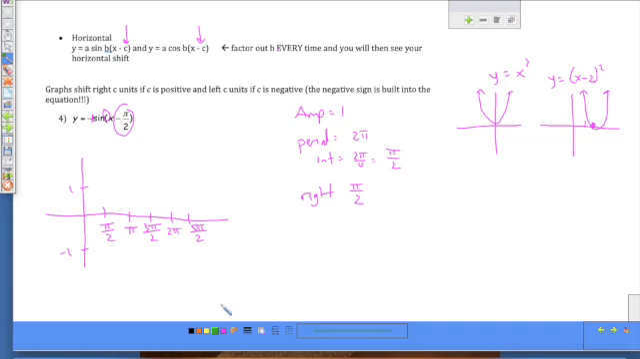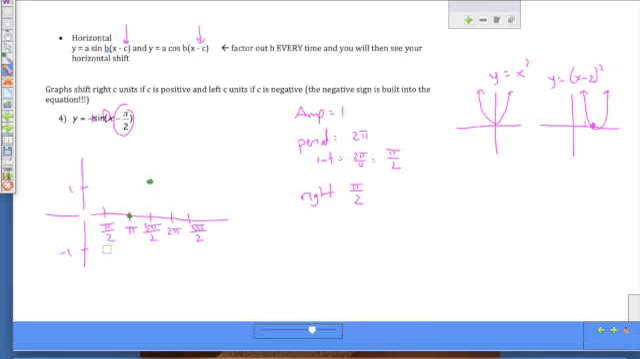Okay, and now we're just going to point plot. Sine always starts in the middle. Okay, we have no vertical shift, so it's right on the x-axis. It's a negative sine, so instead of starting by going up, it's going to go down. Back to the middle. Oopsie, hold on. I already goofed on this.